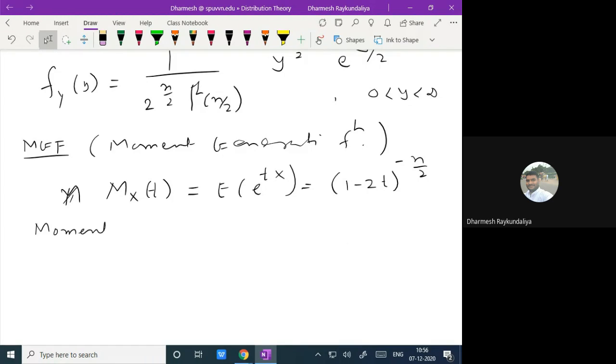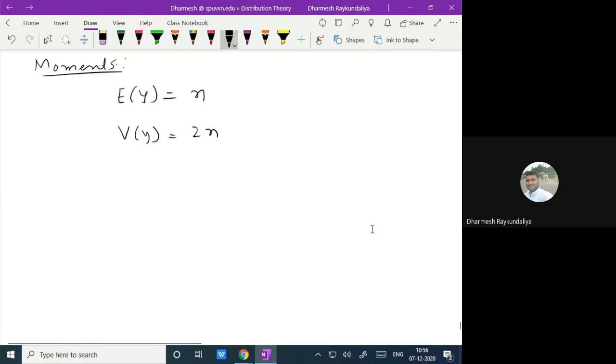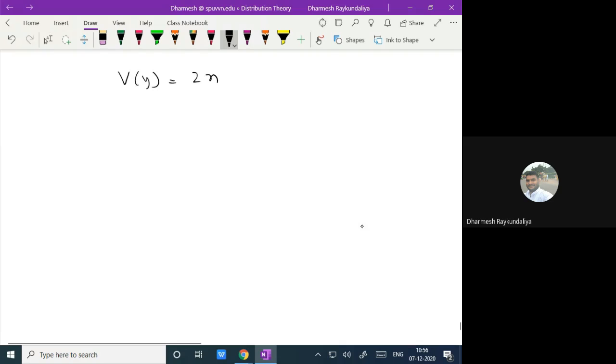The first derivative gives the first moment, the second derivative gives the second raw moment, and by using the formula of the raw moments we can obtain the mean. What is the mean? If it is a chi-square with n degrees of freedom, then the mean of y is n, and the variance of y is 2n. This we have seen at the BSc level. So that is called the central chi-square distribution. Now we wish to obtain the non-central chi-square distribution.